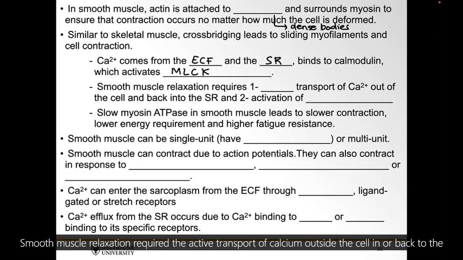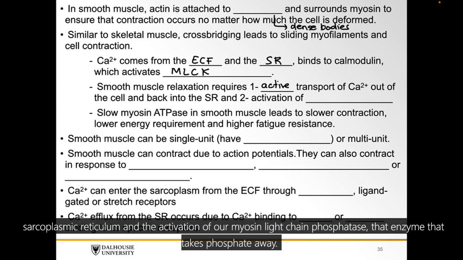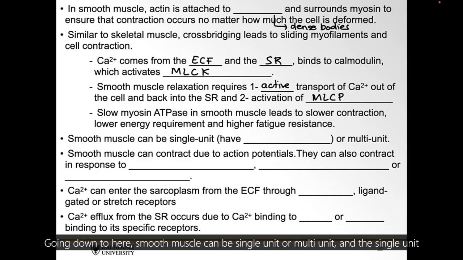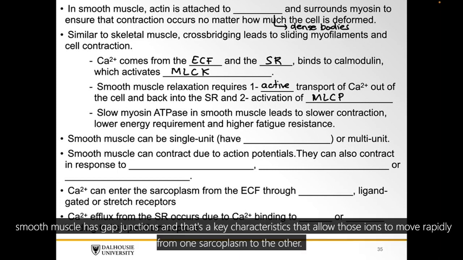Smooth muscle relaxation requires the active transport of calcium outside the cell or back to the sarcoplasmic reticulum, and the activation of our myosin light chain phosphatase, right? That enzyme that takes phosphate away. Going down to here, smooth muscle can be single unit or multi-unit. And the single unit smooth muscle have gap junctions. And that's a key characteristic that allows those ions to move rapidly from one sarcoplasm to the other.